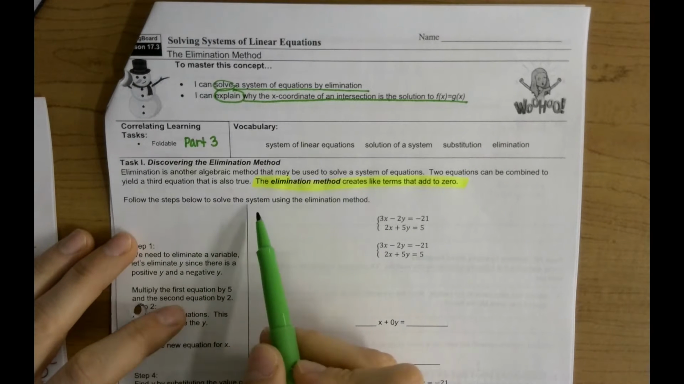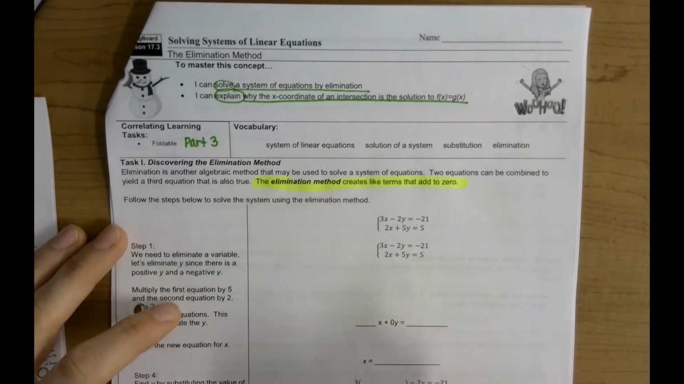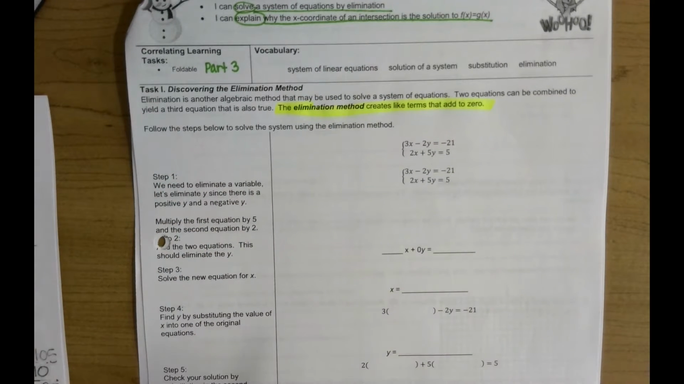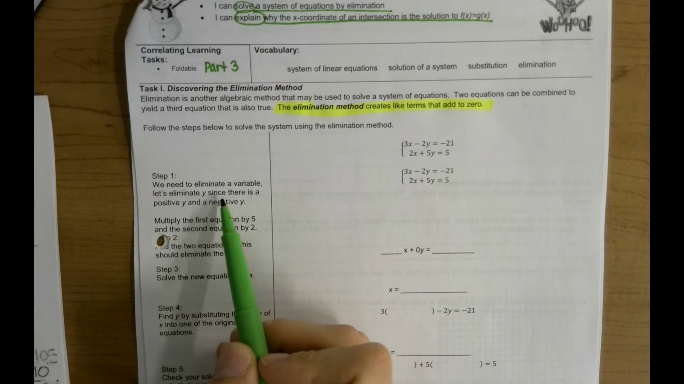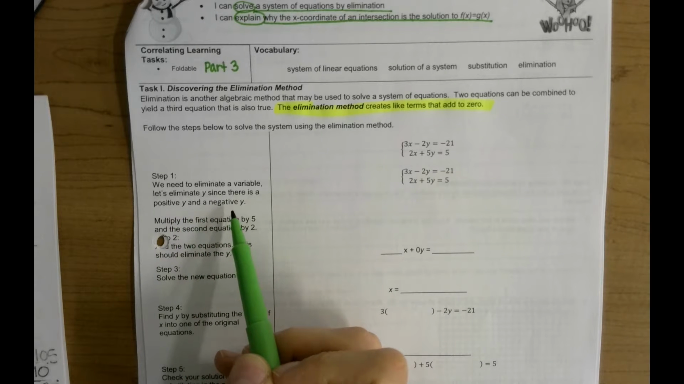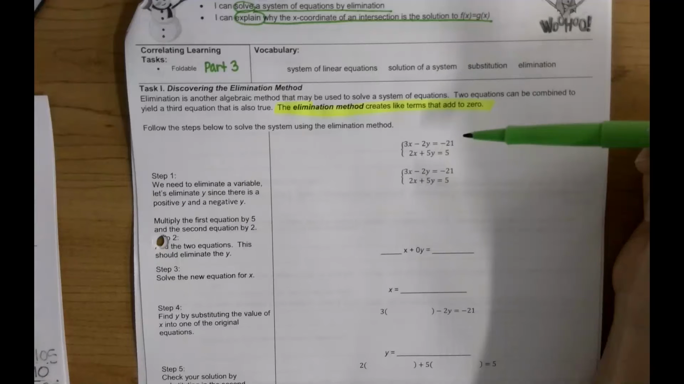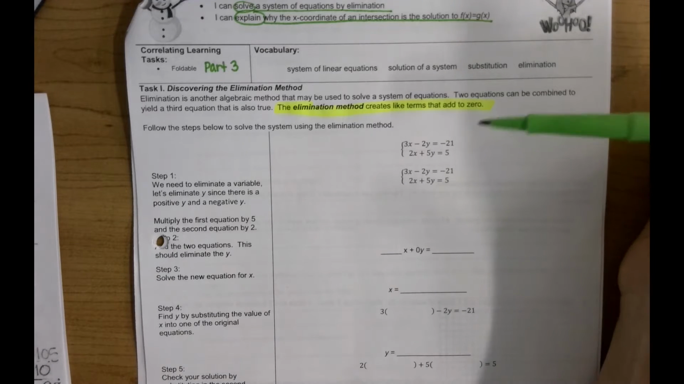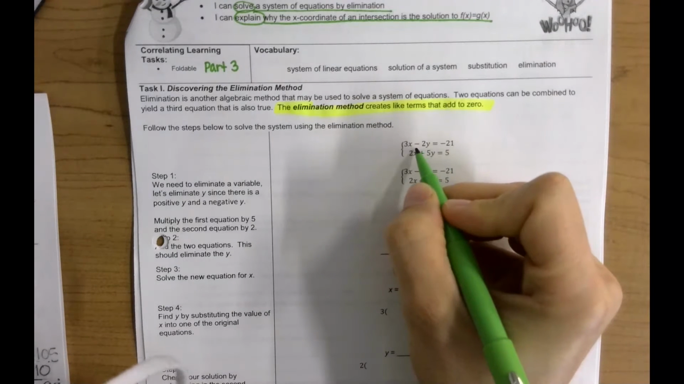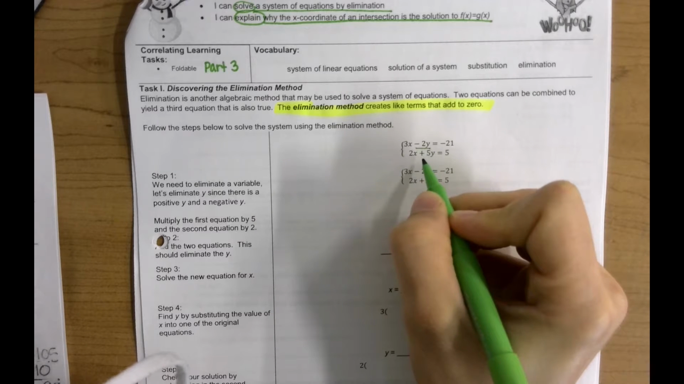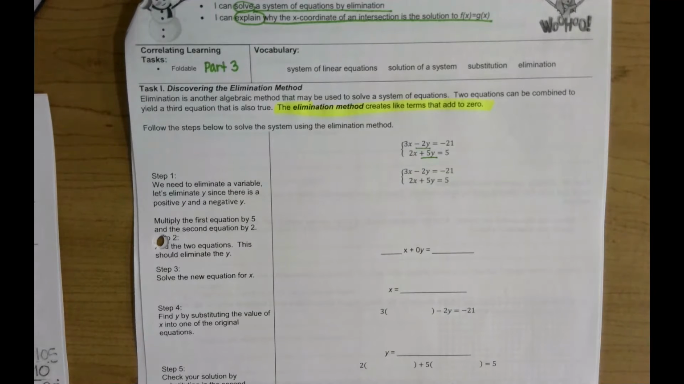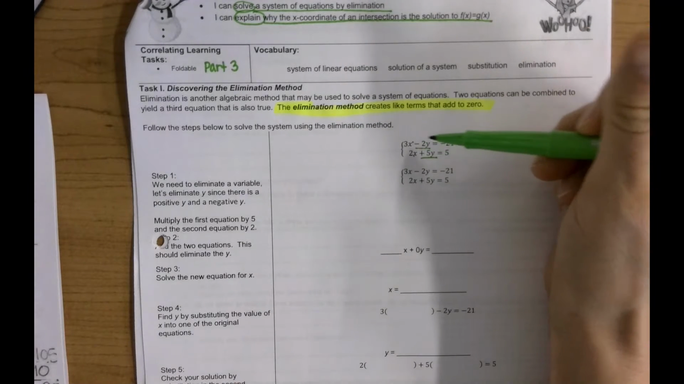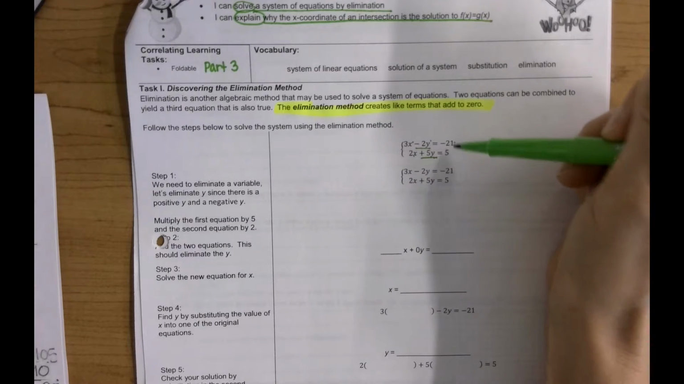Follow the steps below to solve the system using the elimination method. Here are the steps on the left-hand side. Step 1, we need to eliminate a variable. Let's eliminate y, since there's a positive y and a negative y. Remember, when we eliminate, we need one positive and one negative. I see that I have negative 2y and positive 5y. I also want to make sure that my terms line up. I have my x terms first, my y terms second, and my constants third.